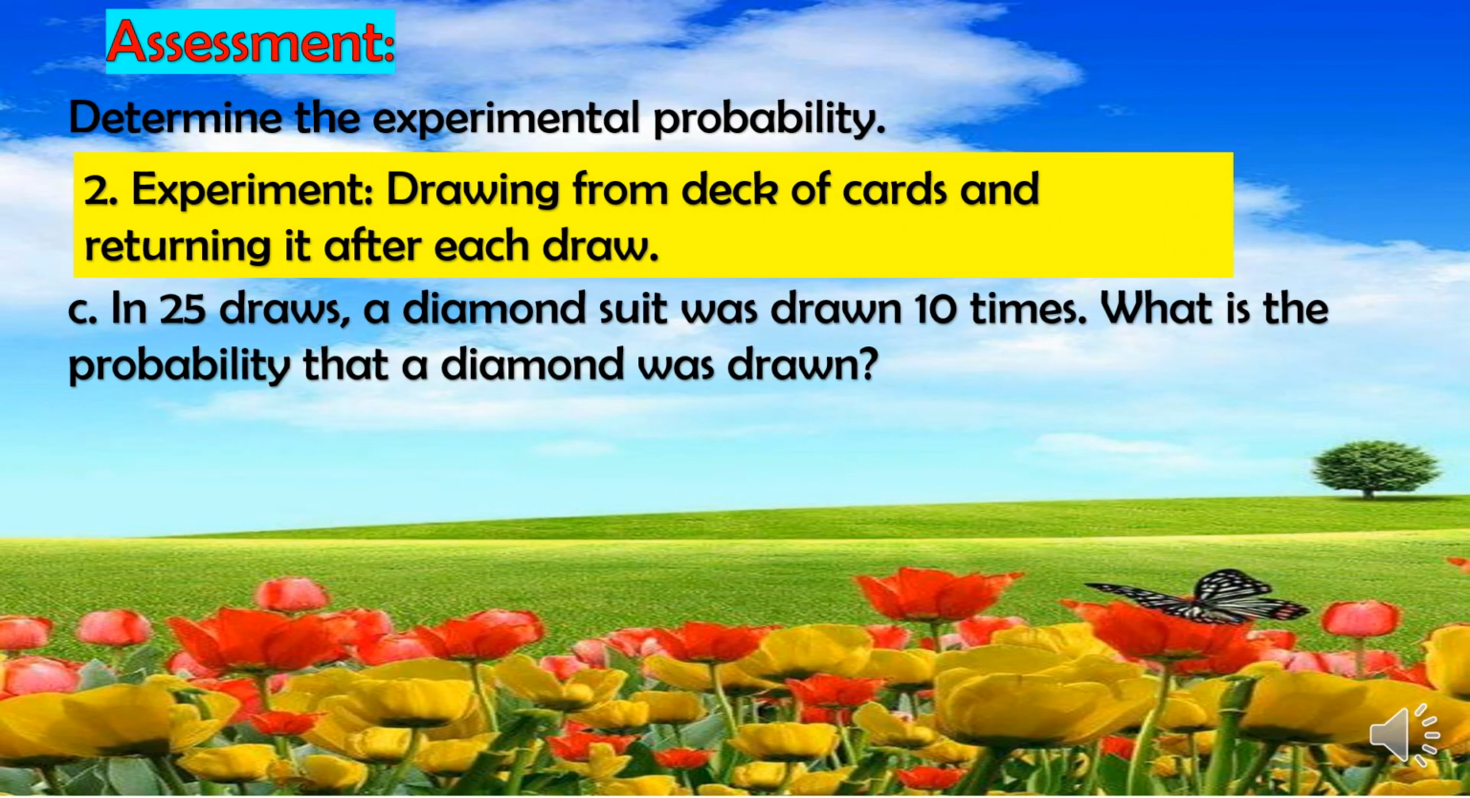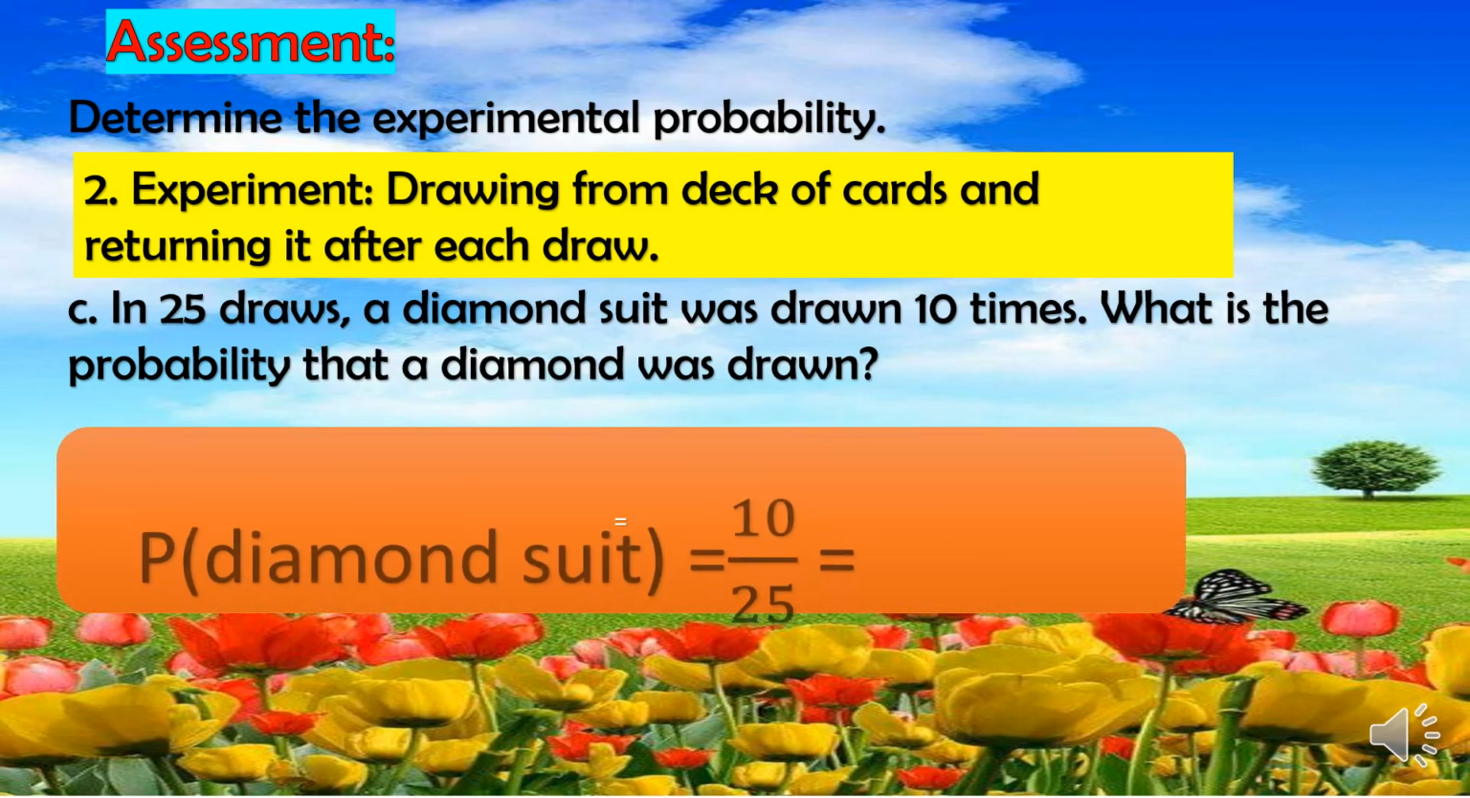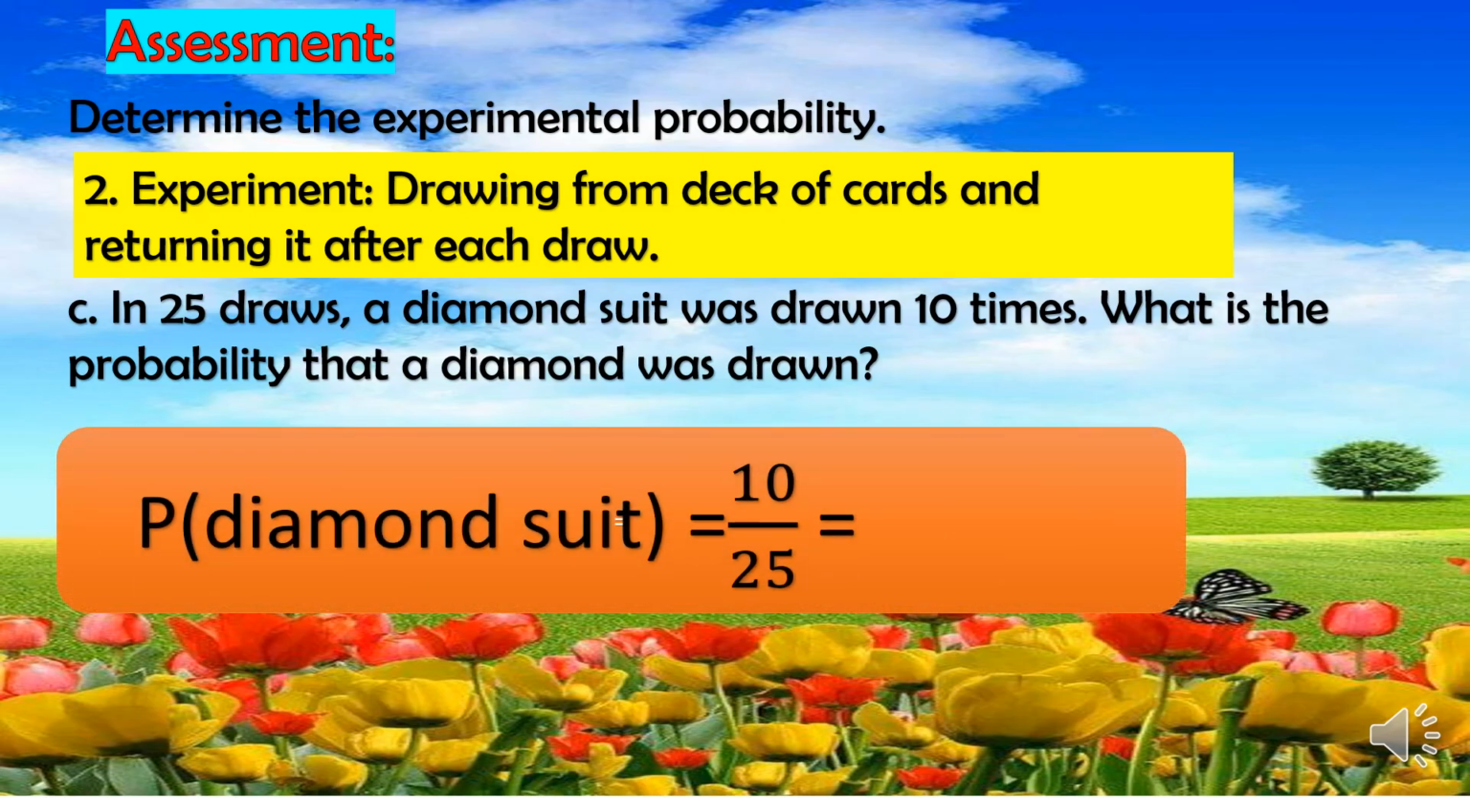And for letter C, in 25 draws, a diamond suit was drawn 10 times. What is the probability that a diamond was drawn? We have the formula: P of diamond suit is 10 over 25, that is 10 times the diamond suit over 25 draws. So the answer is 2/5. So the probability that a diamond suit was drawn is 2/5.